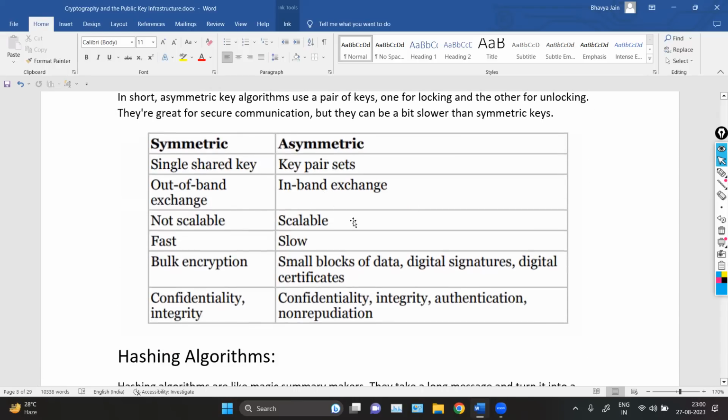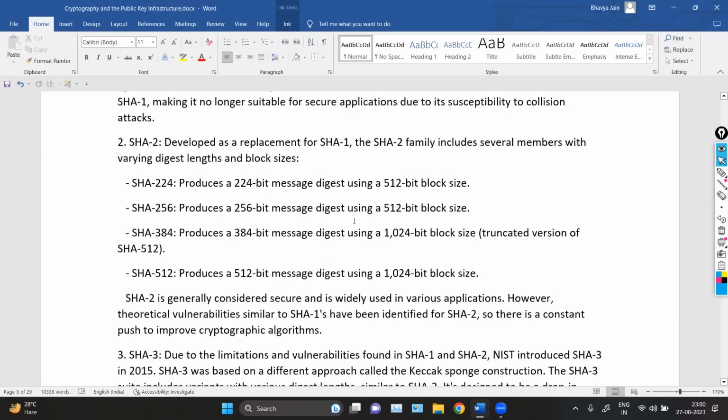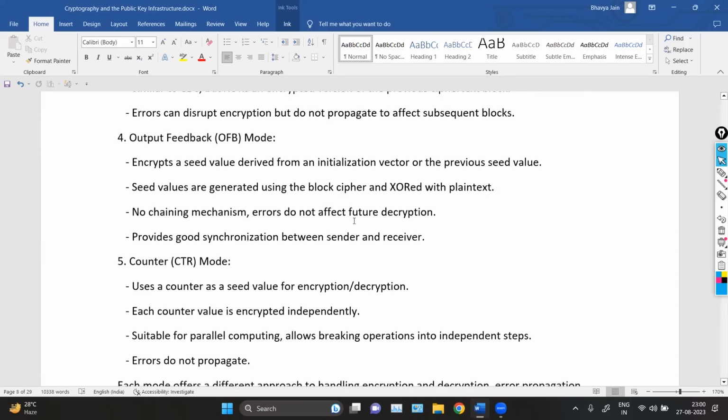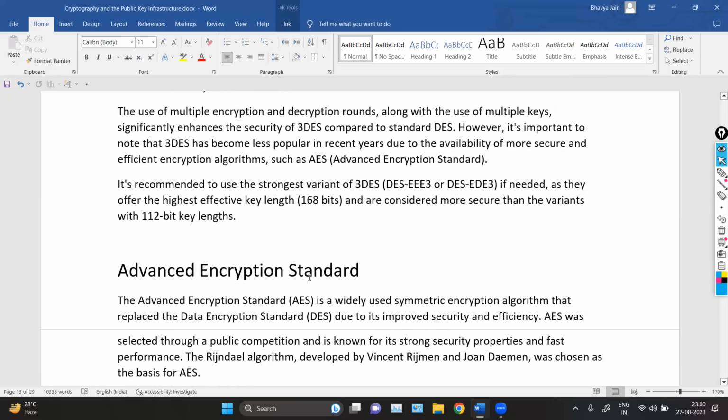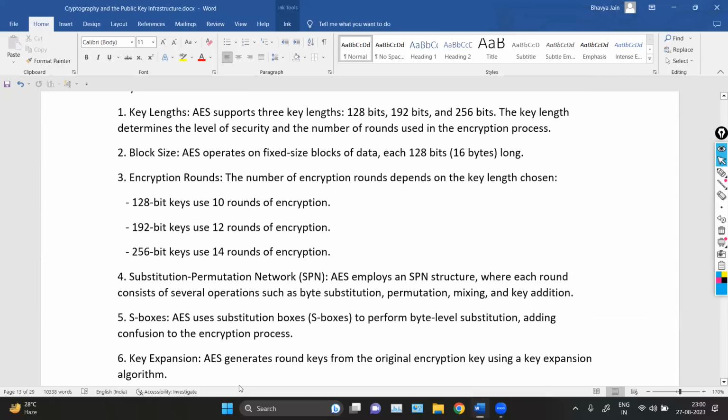This one, asymmetric and symmetric encryption. Okay, is it clear this much? Yeah, clear, ma'am. Okay.